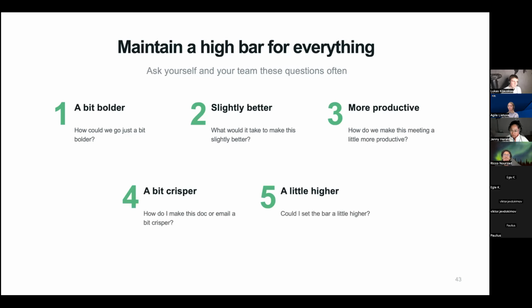I think this is close to the last slide. The way that I think about doing this is about maintaining that high bar. I ask myself, I ask my teams, I hope you do too: how could we be a bit bolder? How can we make this slightly better? How can we make this OKR check-in even more productive? How can I make this doc or email about what I'm working on a bit crisper for the reader? How can I set that bar just a little bit higher?